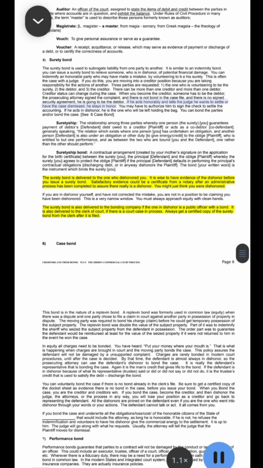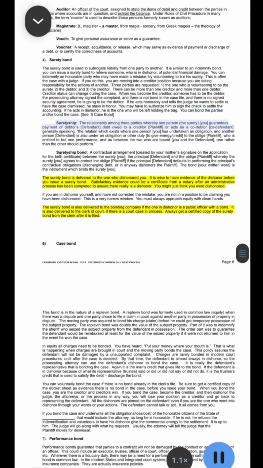If he acts honorably and tells the judge he wants to settle or have the case dismissed, he stays in honor. You may have to authorize him to sign the check to settle the accounting. If he acts in dishonor, he is the one who will be left holding the bag. You can bond the parties and/or bond the case.